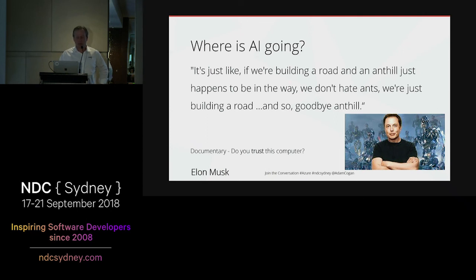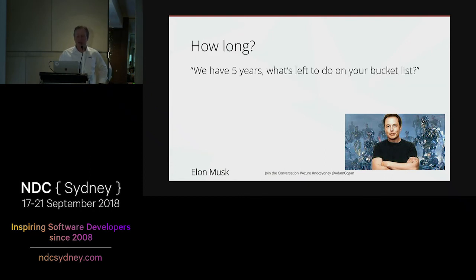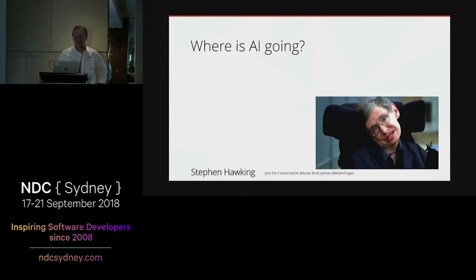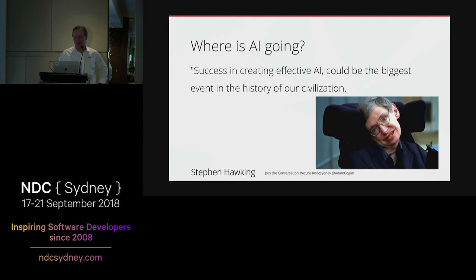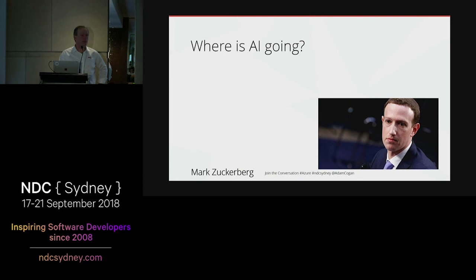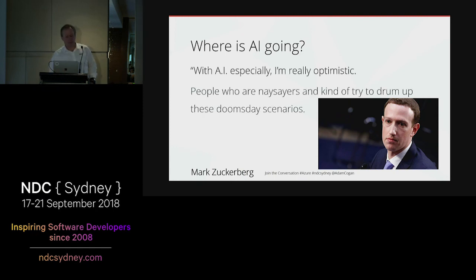And it's all in this documentary, Do You Trust This Computer? It's worth seeing. Anyone seen it? Oh, there's some homework for you. And then he's asked, how long will this be? He goes, oh, we've got 5 years. What's left to do on your bucket list? And then Stephen Hawking says that essentially he doesn't know if it's going to be the greatest thing or the worst. And then Mark Zuckerberg was asked, and he said, well, I'm really optimistic. People who are naysayers and try to drum up these doomsday scenarios, I just don't understand it. And then Elon Musk tweets back, he doesn't understand much.